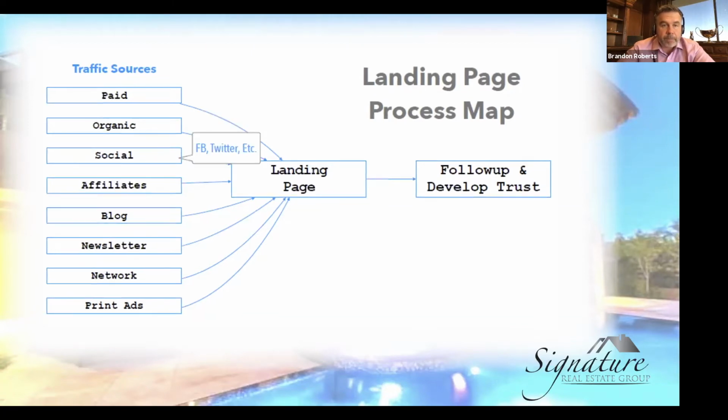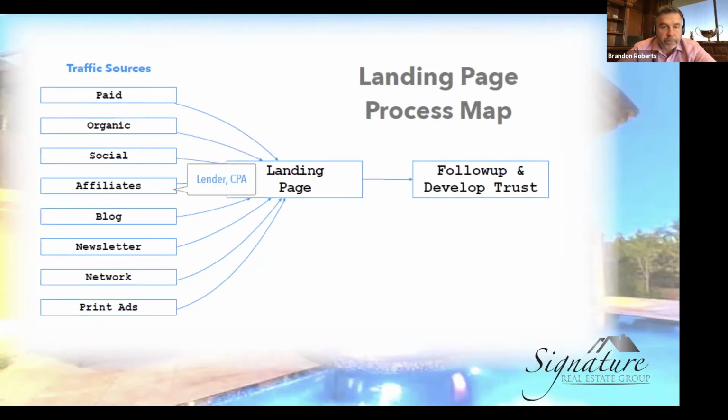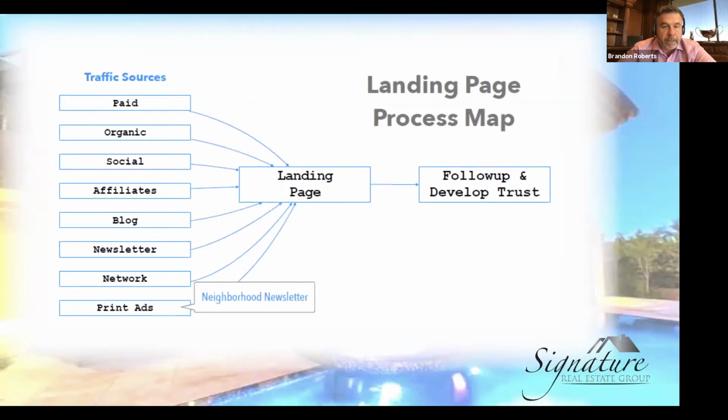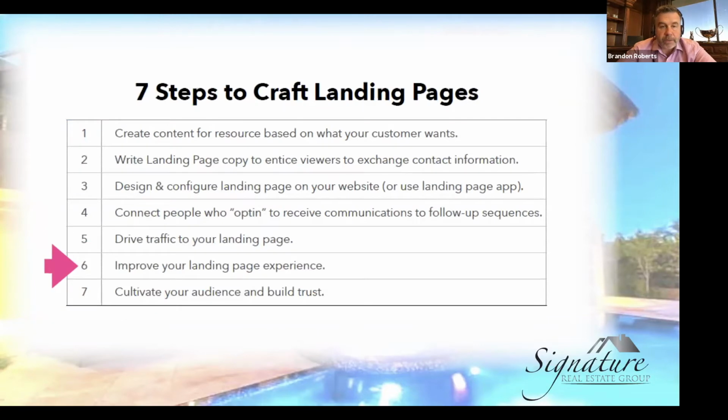Social would be on Facebook, Twitter, etc. You don't even have to pay all the time to run an ad, right? You could put it on your business page. You could send out tweets through Twitter and LinkedIn and everything else to try to drive people there. So you can still get free advertising for your landing page as well. You're just going to get more exposure if you do paid. Your affiliates would be your lenders and your CPAs. You've got print ads, which would be your neighborhood newsletters, different things like that.